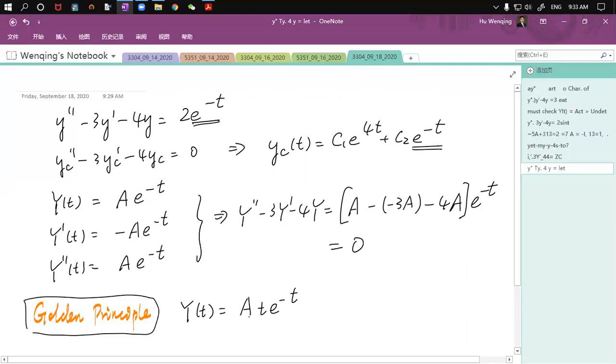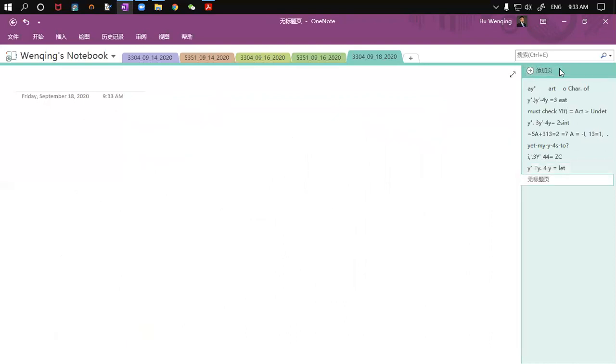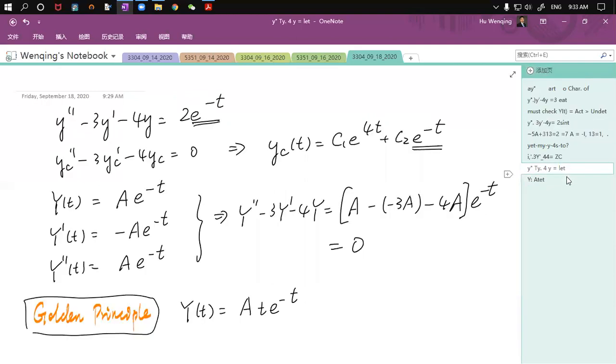So one should practice. You should practice a lot of examples. But for this one, it suffices to say that we're going to insert one t, because one t already distinguishes it from the complementary solution. So you try this solution, so that y is equal to a times t e power minus t.